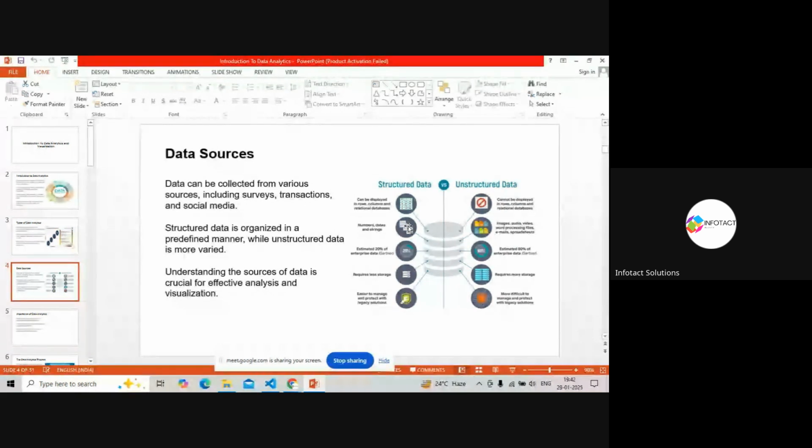Then it comes to how you prepare and shape your data. It's important for data analytics also. So listen to me carefully, very carefully. Yes. Yes, sir.